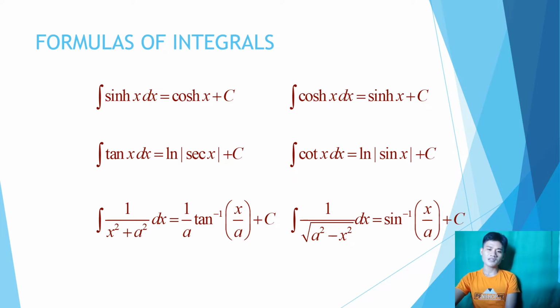Second column, we have the integral of tangent x dx, which is equal to the ln of the absolute value of secant x plus c. The integral of cotangent x dx is equal to the ln of the absolute value of sine x plus c. And the last column, we have the integral of 1 over x squared plus a squared dx is equal to 1 over a arctan of x over a plus c, and then the integral of 1 over the square root of a squared minus x squared dx is the arcsine, or sine to the -1, of x over a plus c.